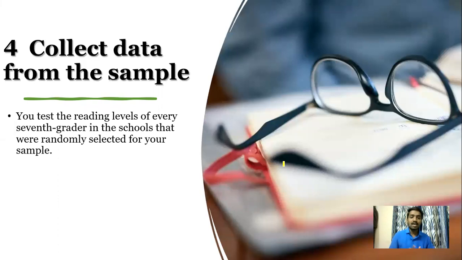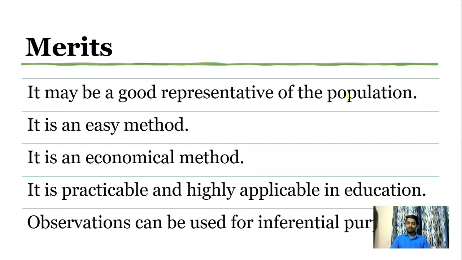So the next step here is collection of data. As soon as you have this cluster sample, you will go visit this cluster sample area and collect the data from each cluster sample you have selected, that is, from each seventh grader. The seventh grader is the population we have. So we are going to collect data from each seventh grader in the schools that were randomly selected for your sample, which has already been selected at the early stage.